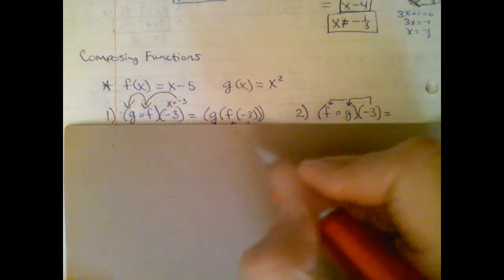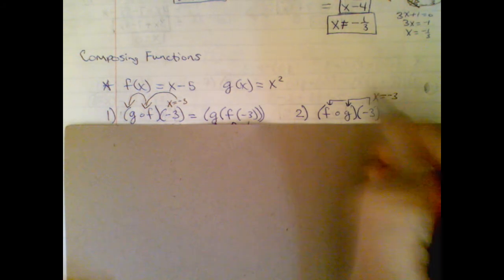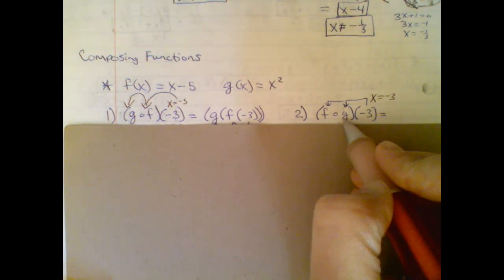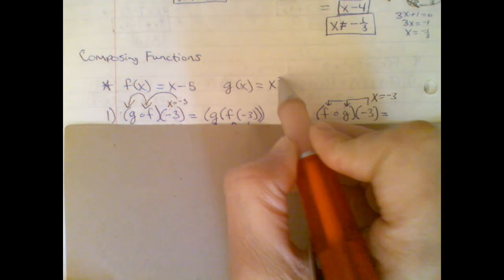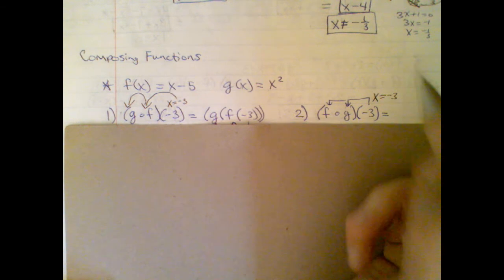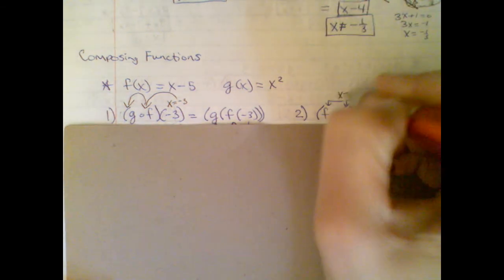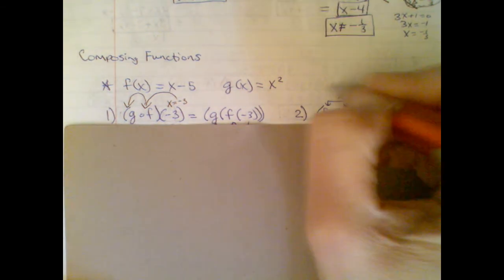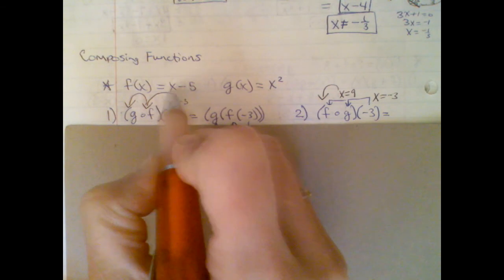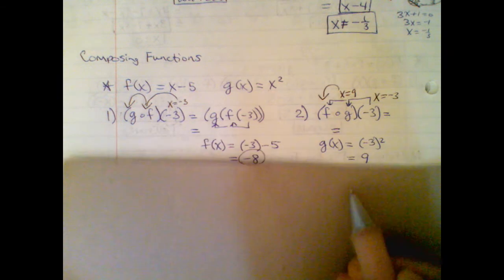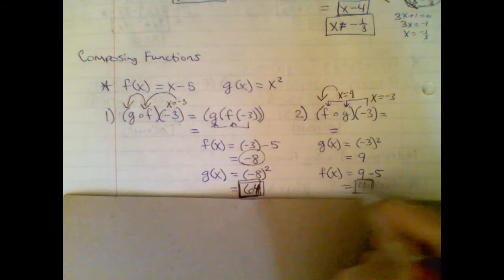Alrighty. Now this one, again, we start with the number. We work our way outwards. So it's saying x equals negative 3. But now we plug it into the g function first. So we go to the g function, negative 3 squared, we get 9. So now we have x equals 9, and then we're going to plug that into our f function. So we go to our f function, we plug in 9, 9 minus 5, we get 4. So then 4 is our final answer.